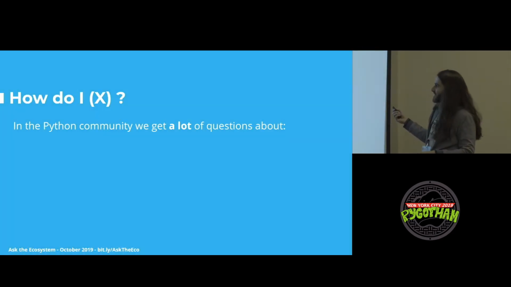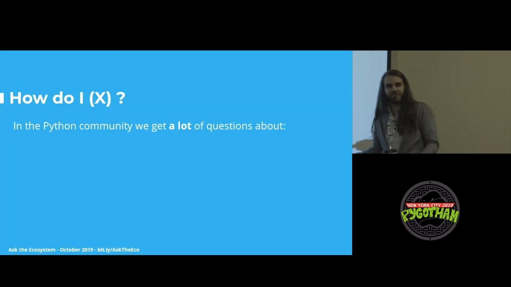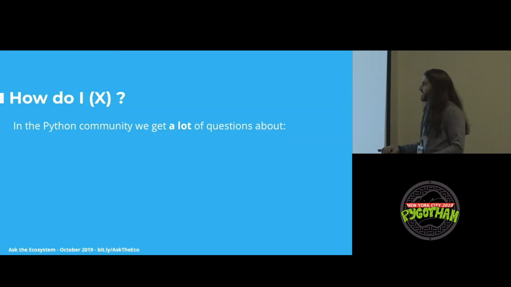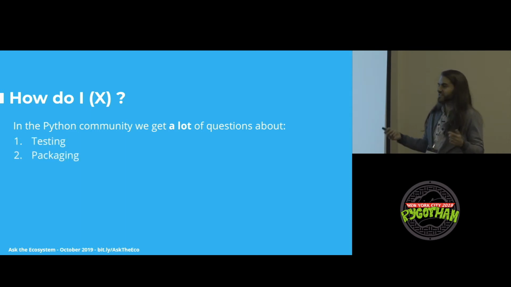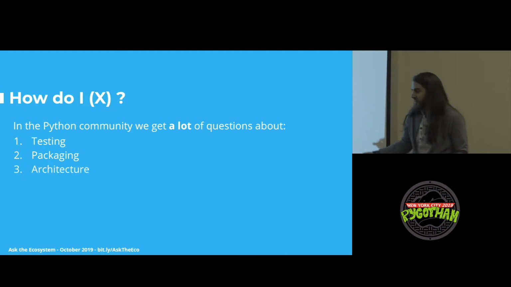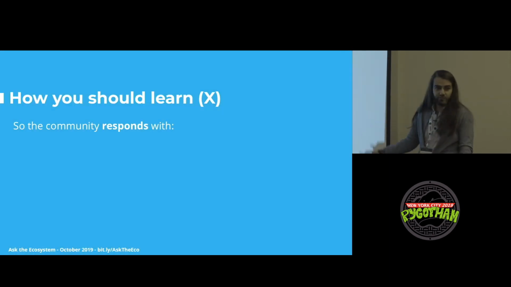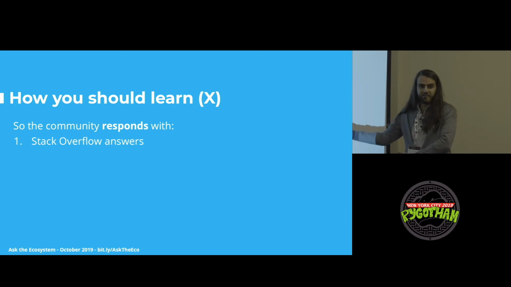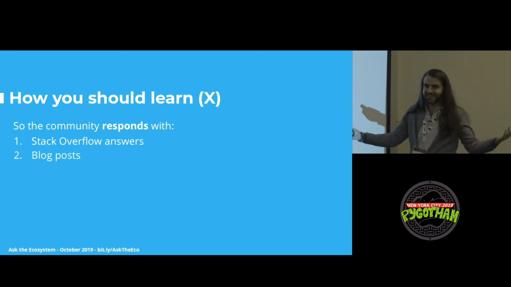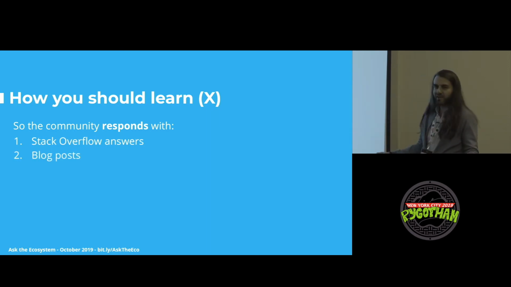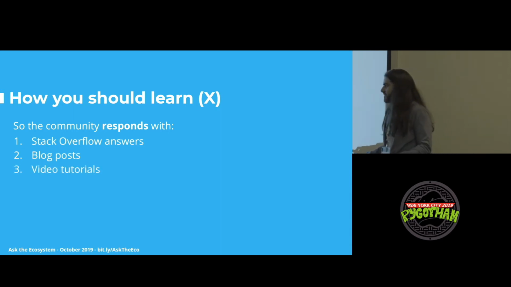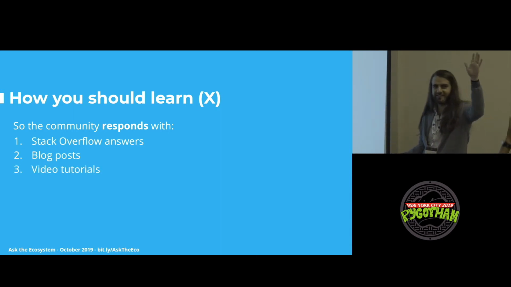So basically, when people wonder how they do things in the Python community, they ask questions. We get questions about testing. We get questions about packaging. We get questions about architecture. We get questions about performance. We get questions about documentation, et cetera, et cetera. And so the community responds, right? We say basically, here's the answer on Stack Overflow, right? That's how half the software out here gets written. Blog posts, for those who still write and read them, RSS fans. Yes, yes, RSS.